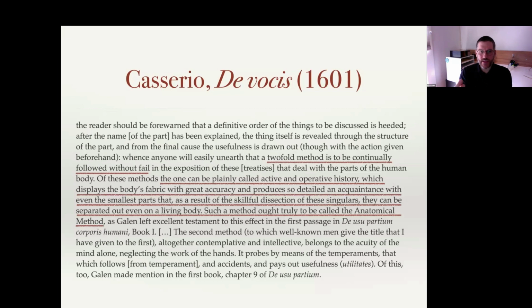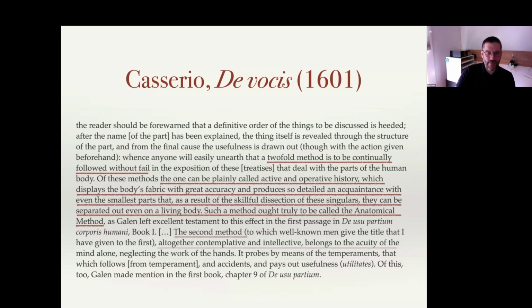The first can be plainly called active and operative history, which displays the body's fabric with great accuracy and produces so detailed an acquaintance with even the smallest parts that, as a result of the skillful dissection of these singulars, they can be separated out even on a living body. Such a method ought truly to be called the anatomical method.